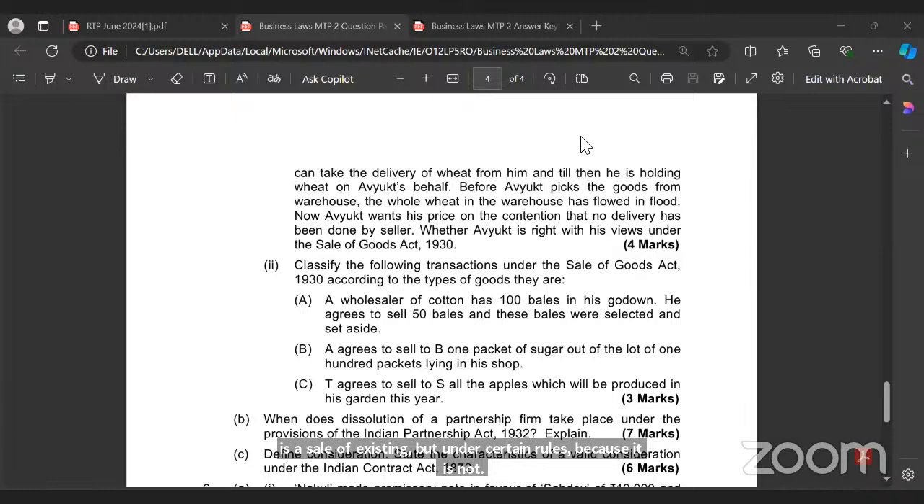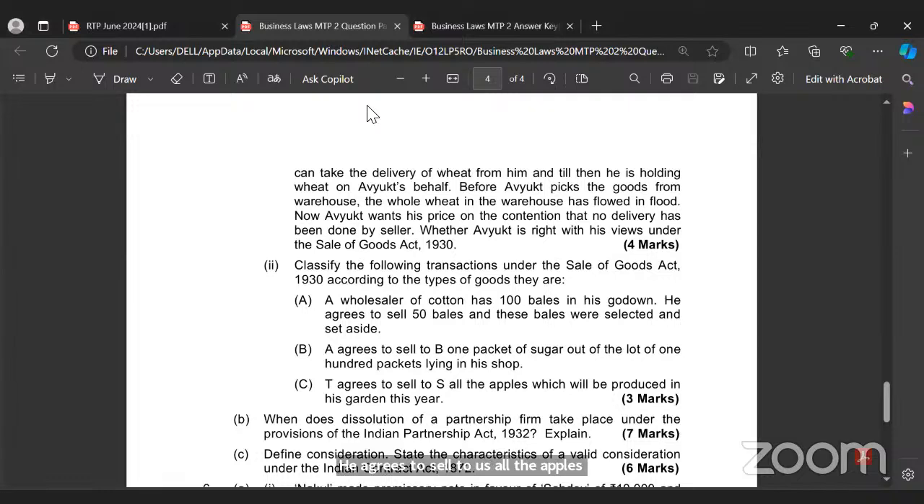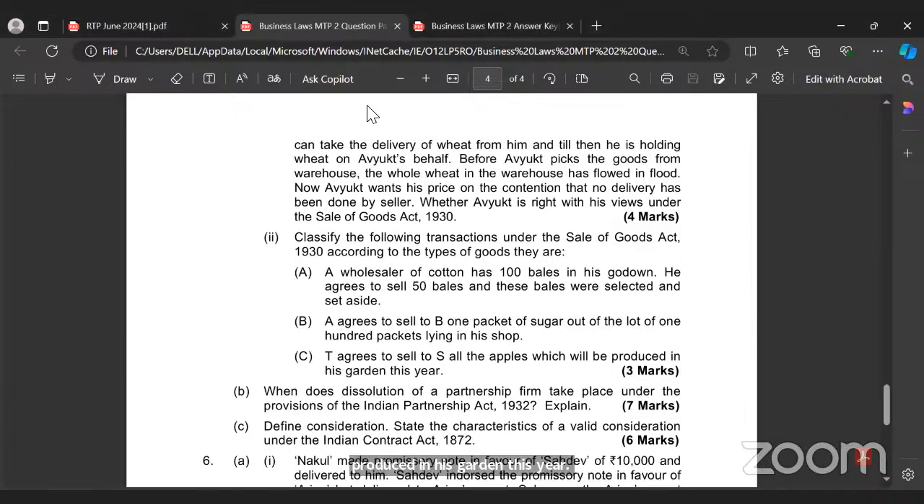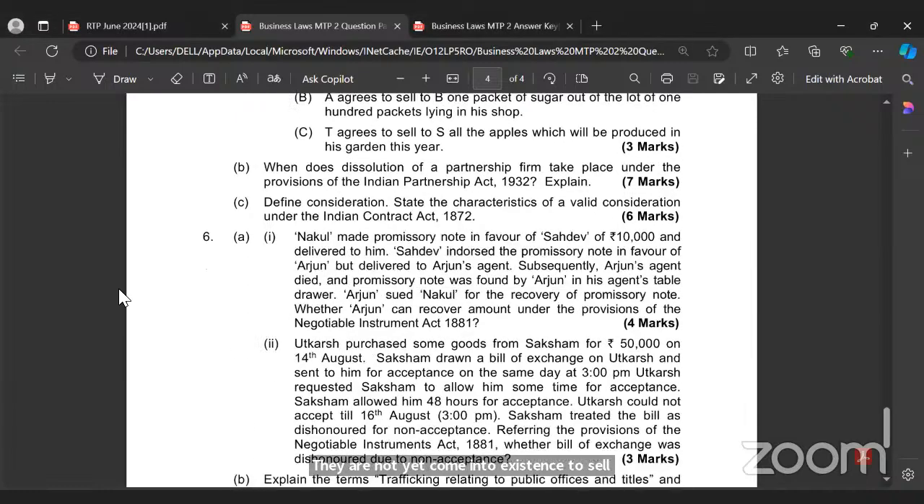Third one. C. T agrees to sell to S all the apples which will be produced in his garden this year. Future goods. They are not yet come into existence. So this is an agreement to sell for goods which will come or manufactured or will be produced at a later point of time. These are called, what are they called? Future goods. Right? Okay, next one.